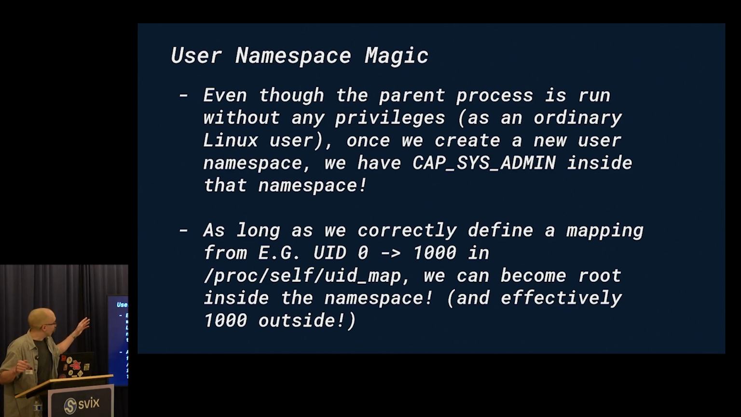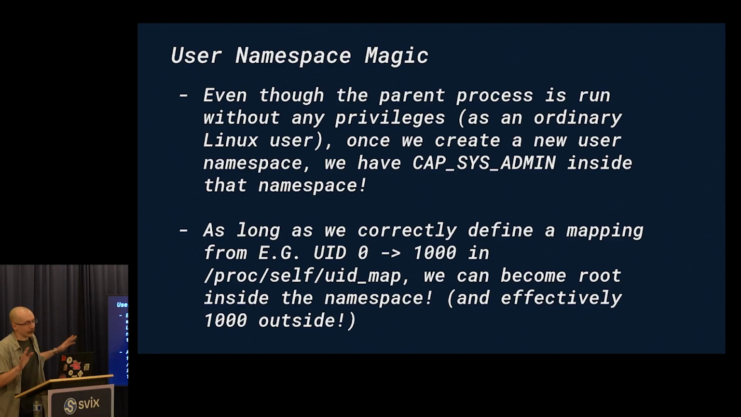Even though we run a process without any privileges, because you would never do sudo terraform, that would be terrible, that would be insanity, we just run an unprivileged process. But once we create a new user namespace, in Linux kernel terminology, we have CAP_SYS_ADMIN, we're an admin user inside that namespace.